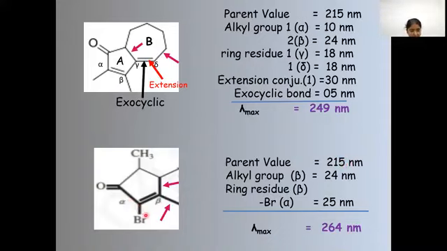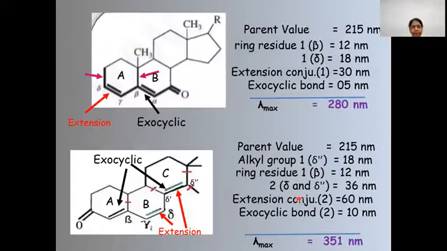At alpha position, there is one bromine group, a bromo atom, present. 25 nanometer will be the increment when bromine is attached at the alpha position. At beta position, one alkyl group is present and one ring residue is present. So the total increment will be 24 nanometer. The calculated value will be 264 nanometer. Few more examples.